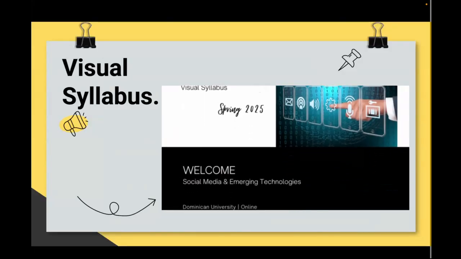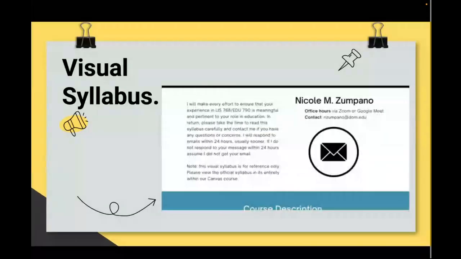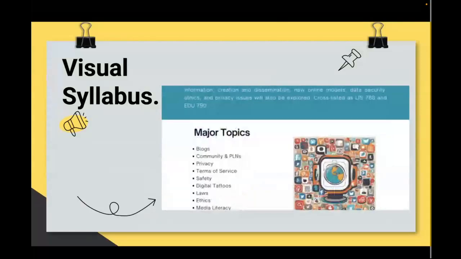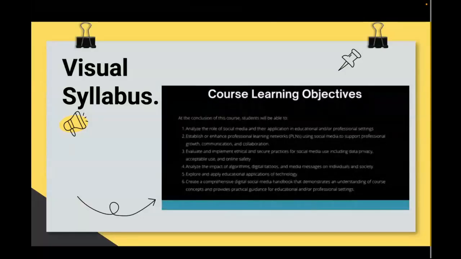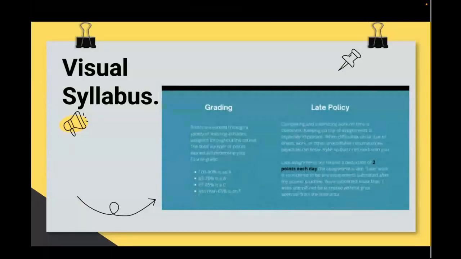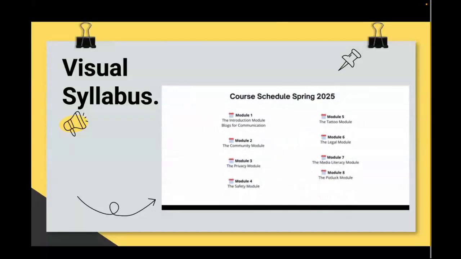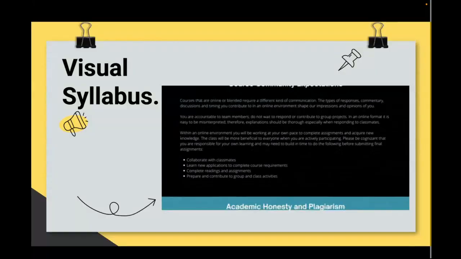I also create a visual syllabus, and by a visual syllabus, I mean pretty much a one-page web page online that tells them what I think they're going to want to know. Students are going to want to know what your late policy is, how they're going to be graded. They want to know what the schedule is. They want to know how to get in touch with you.